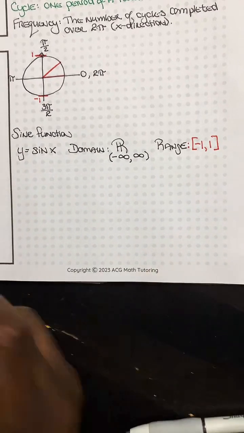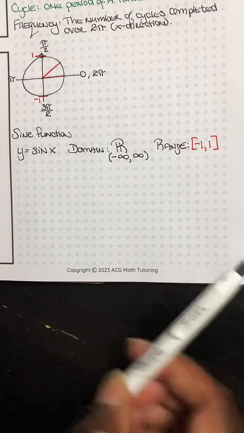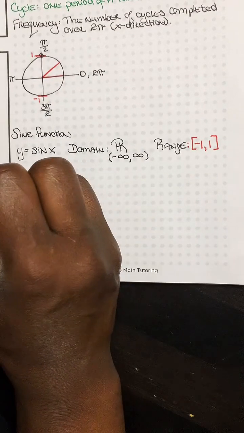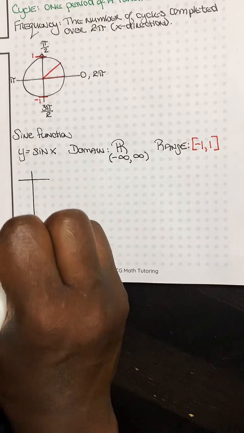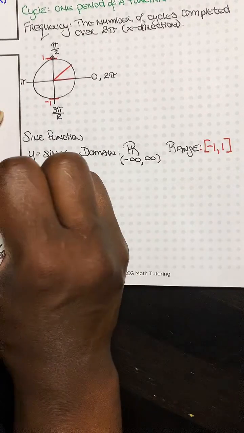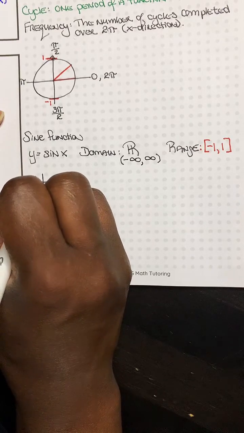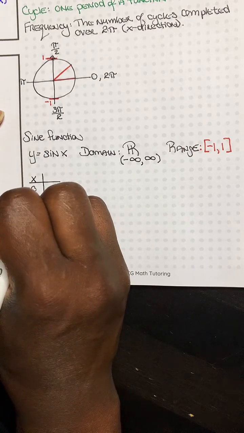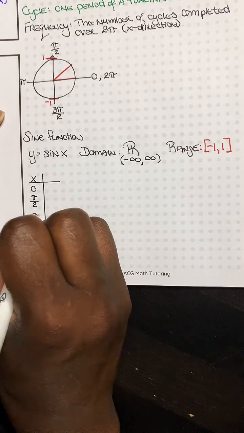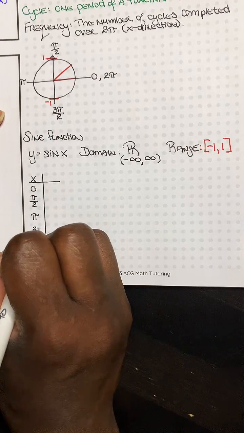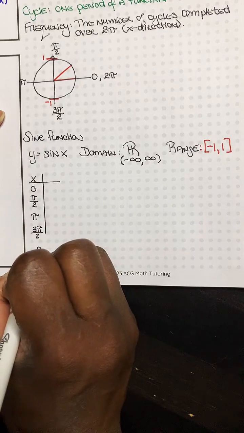So now, if I wanted to look at the angles, let me put it as a table. This is my x. I'm looking at my angles. So we have 0, pi over 2, pi, 3 pi over 2, and then coming back to 2 pi.